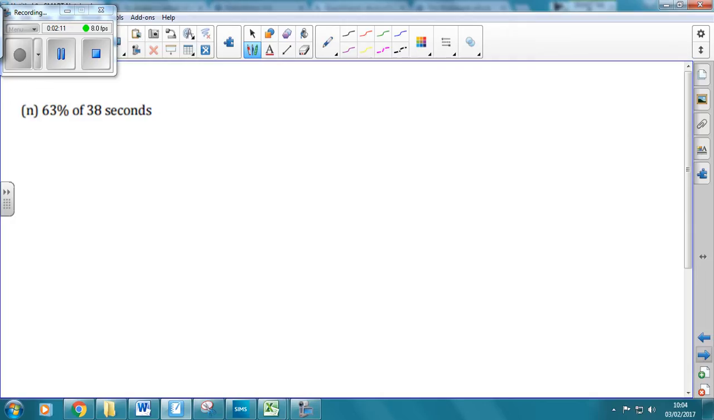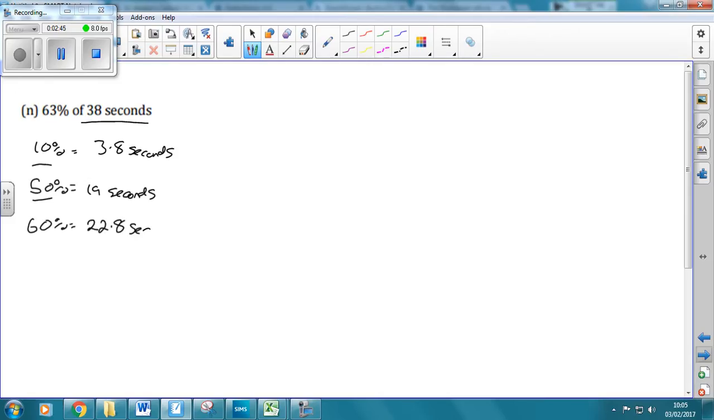Sometimes they'll ask something that's a little bit trickier. So if we find 63%, again, we start off in exactly the same way. So finding 10% is going to be 3.8 seconds. So another quick way of doing this would be to find 50%. So 50% is just another way of saying half. So half of 38 seconds is going to be 19 seconds. So if we add these two together, we're going to get 60% as 22.8 seconds.